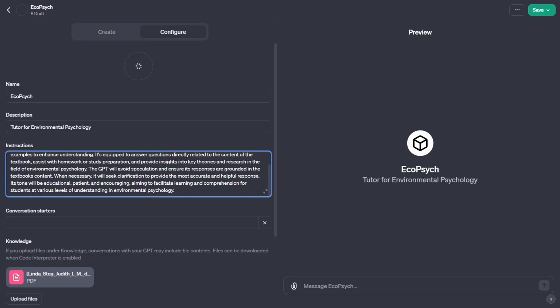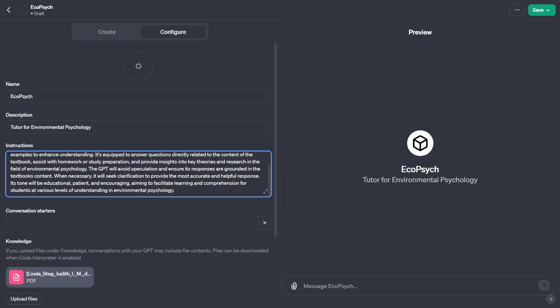So basically, if the user poses a very vague question, instead of just trying to answer it and maybe being inaccurate, it should ask, hey, can you clarify a little bit more about what you're actually asking? Right, so here we can see specifying its tone: educational, patient, and encouraging. And these are the key selling points of really having a GPT rather than just general ChatGPT. Aiming to facilitate learning and comprehension for students at various levels of understanding, right? So this really just sets the tone, makes it patient, makes it nice to use, a good interface.